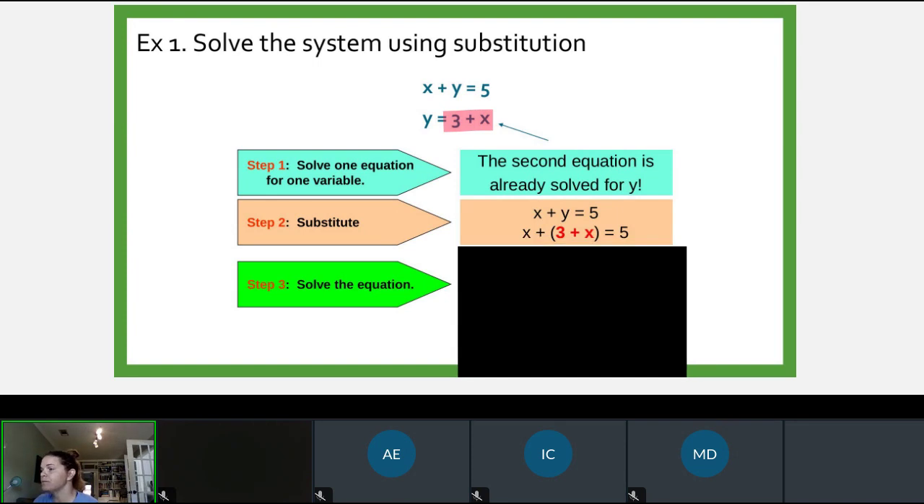All I did was take this expression, 3 plus x, that's the same thing as y. So since it's the same, I'm just going to plug it in for y. Is that okay with everyone? Is anyone confused or have any questions right now? Okay, good deal.